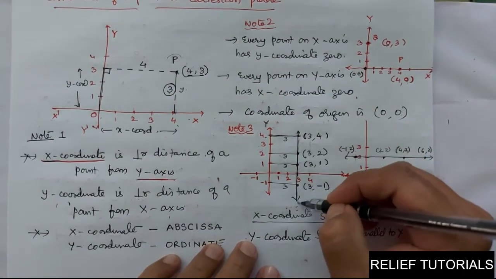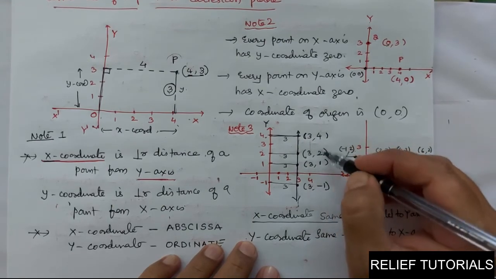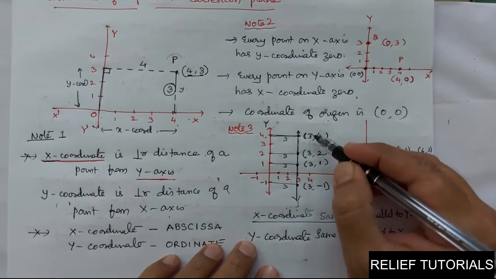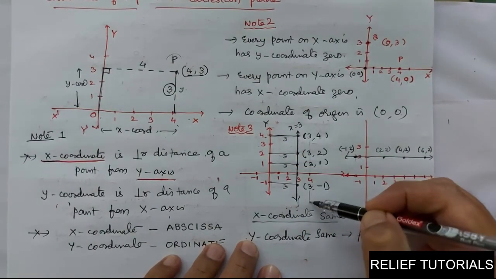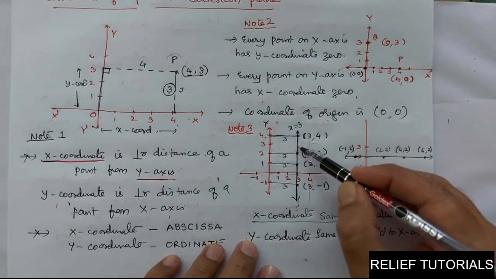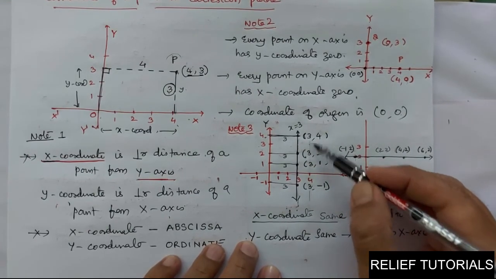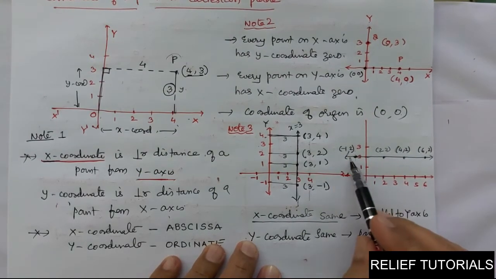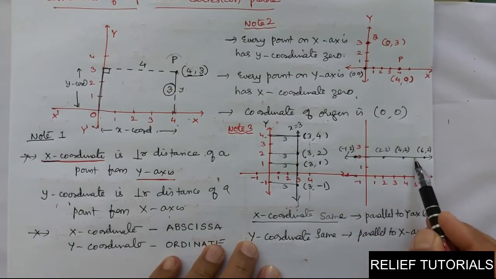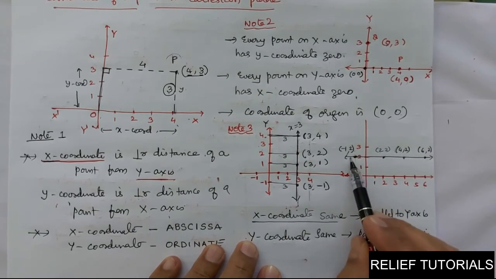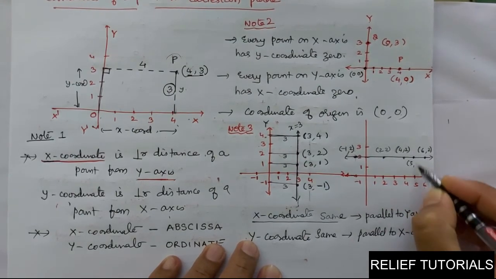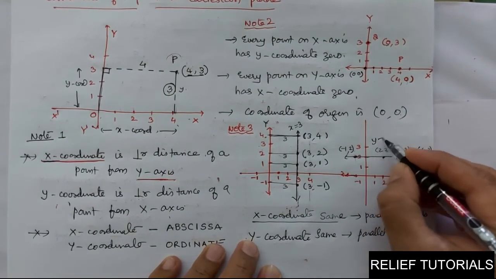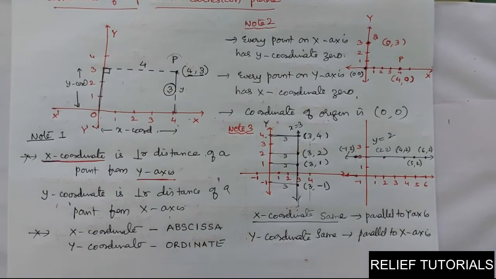Here see, the x coordinate is the same: 3, 3, 3, 3, 3. Whatever the y coordinate may be, the x coordinate is the same. So this line is called x equals 3. Why? Because 3 is constant. Any point you select on this line, write its ordered pair, the x coordinate will be 3. So it is called x equal to 3. Here you see this line. Any point you select on this line, the y coordinate will be 2 only. You select this point. What will be its coordinate? 5 comma 2. So the y coordinate will be the same, that is 2. So the equation of this line is y equals 2. Have you got it, friends?